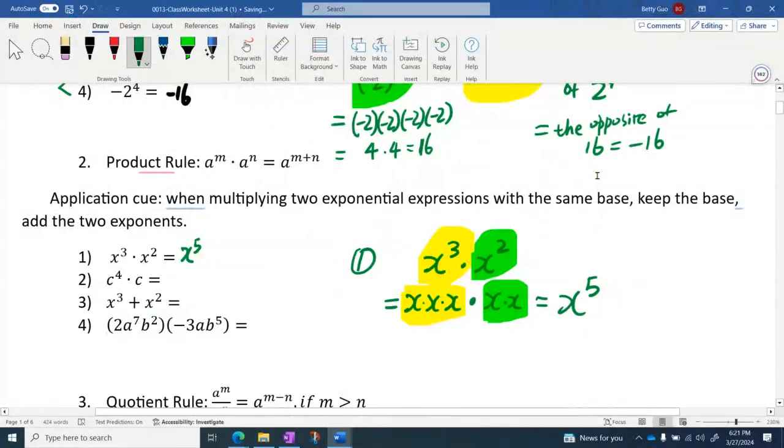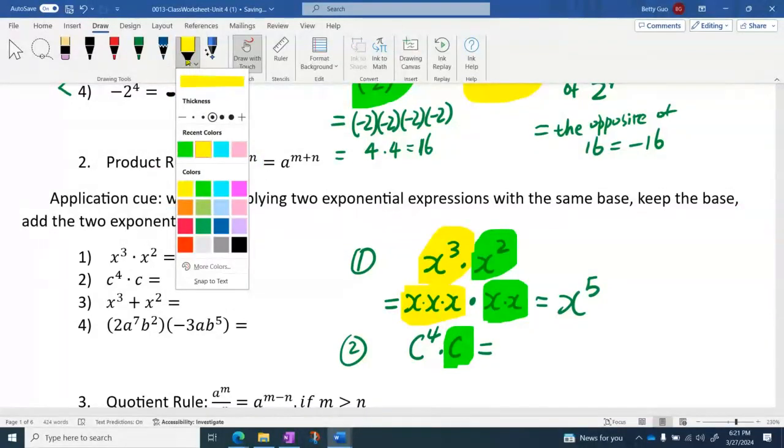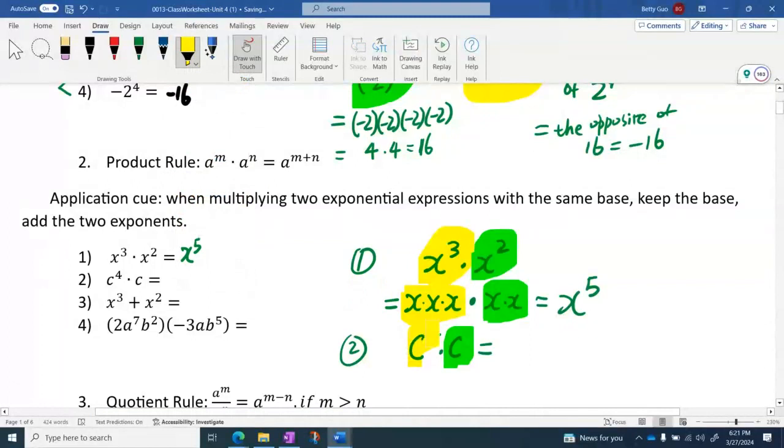Let's do the second question. Number 2. The second question is c to the power 4 times c. I'm going to use my color scheme again. This is the green. This is the yellow. And we are looking at a multiplication of two parts, yellow times green. I'm going to use the same strategy, the same way to process number 2 as number 1.